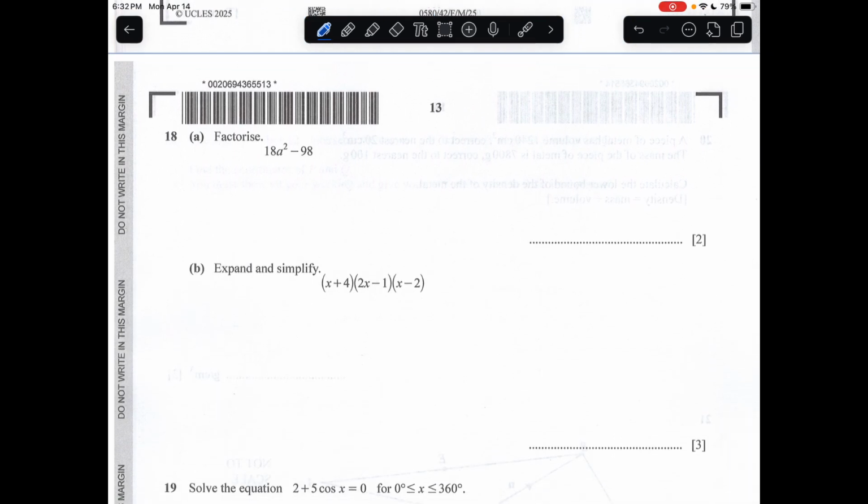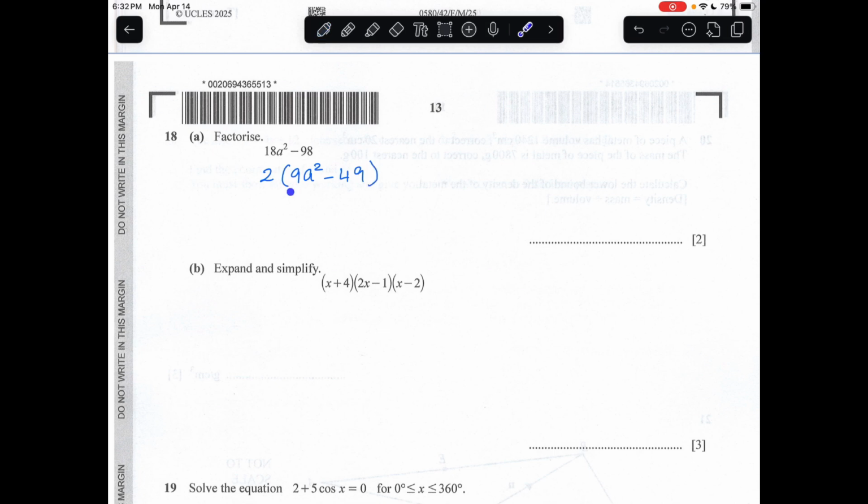Question number 18, factorize. So we have 18a squared minus 98. So think about 18 and 98. They come in which times table? The easiest would be 2. Let's put 2 outside. So we get 9a squared minus 49.